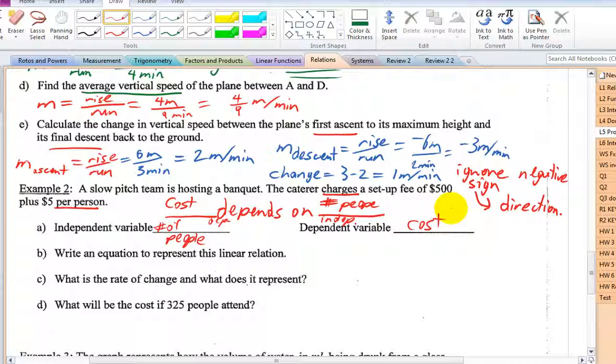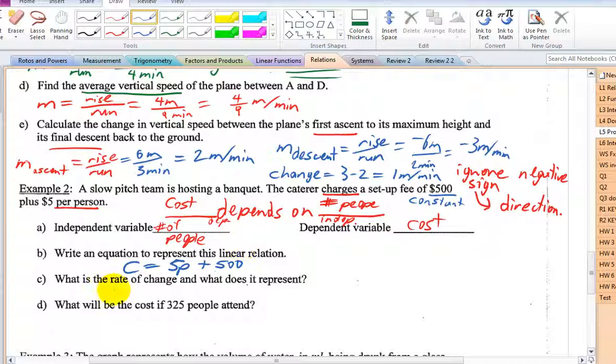Okay. So, what's the $500 represent? If one person goes, you pay $500. If 2,000 people go, you pay $500. No matter what, you pay $500. $500 is constant. It doesn't change. So the cost equals $5 per person plus the $500. Okay, so you can use your sentence to come up with the equation.